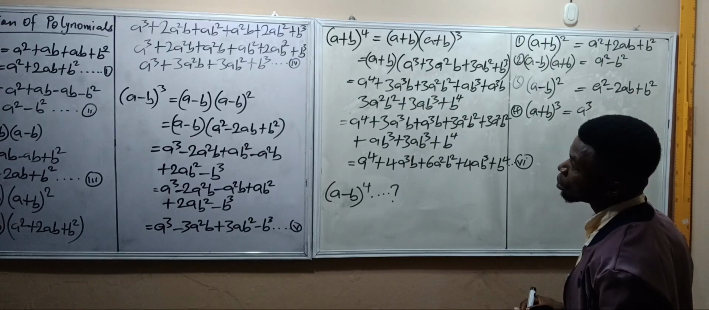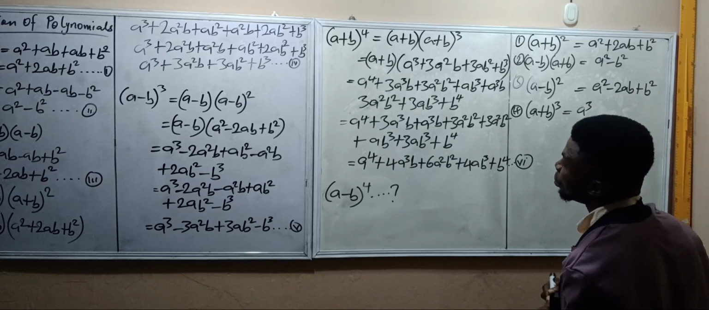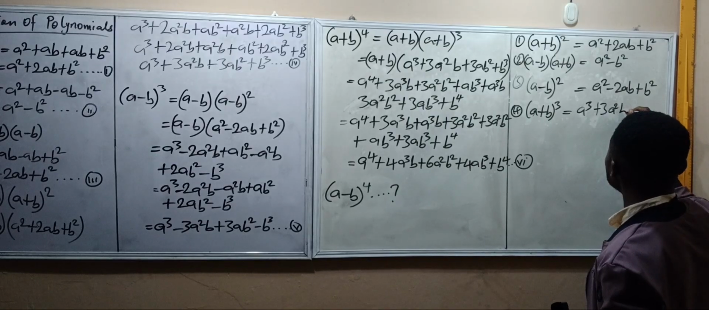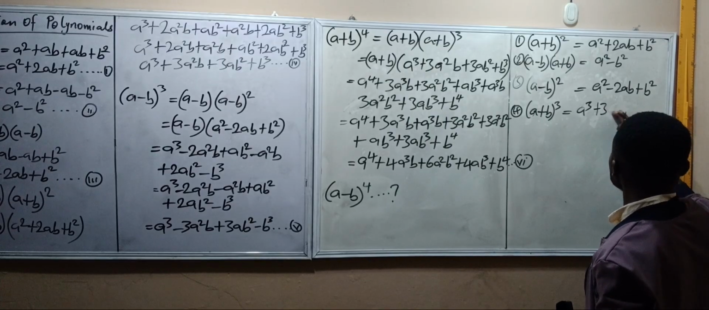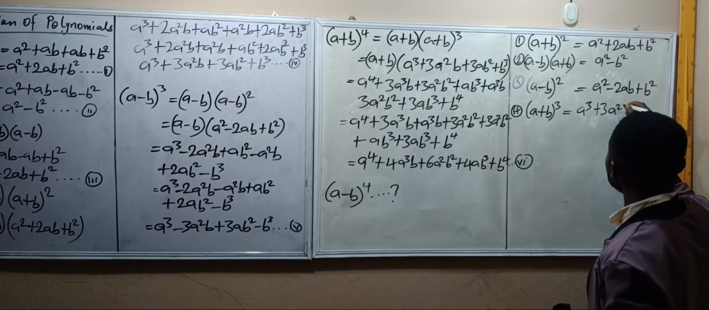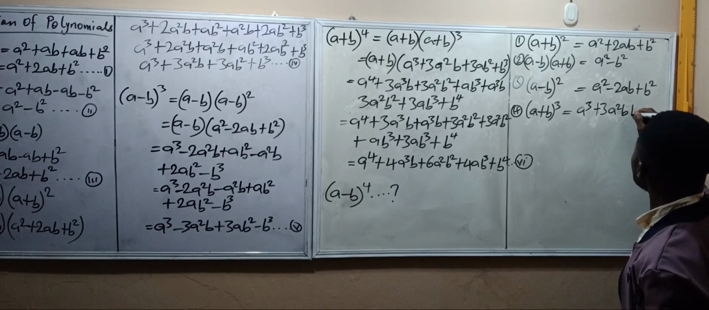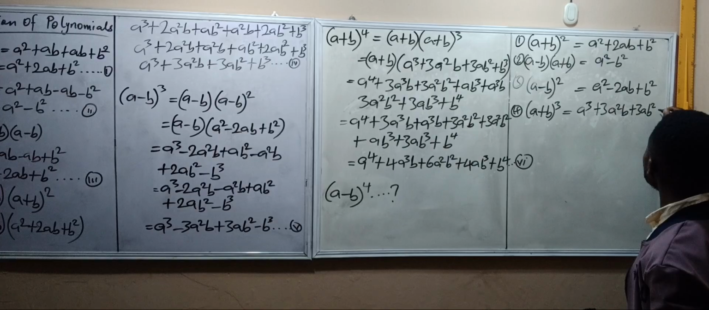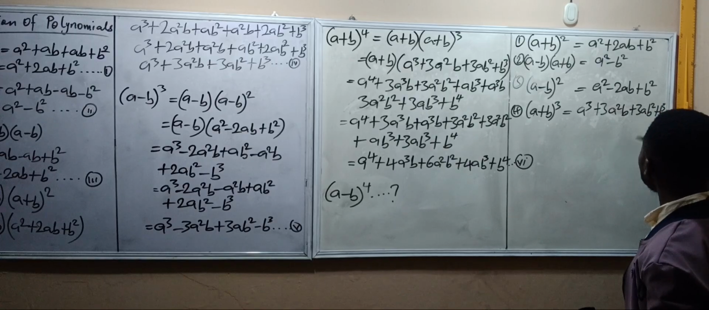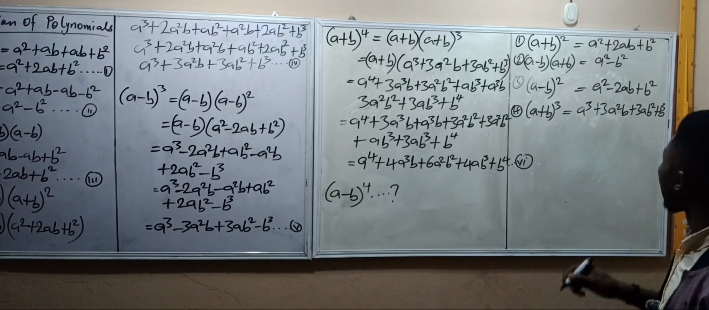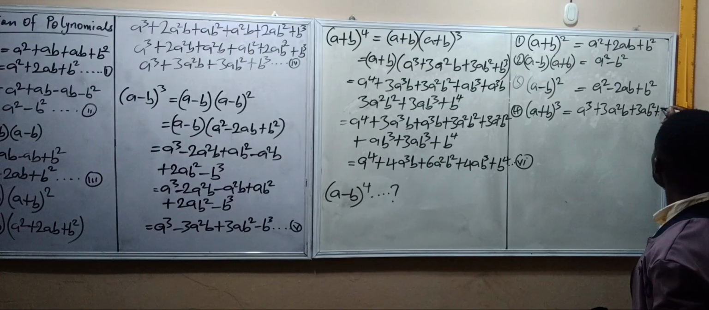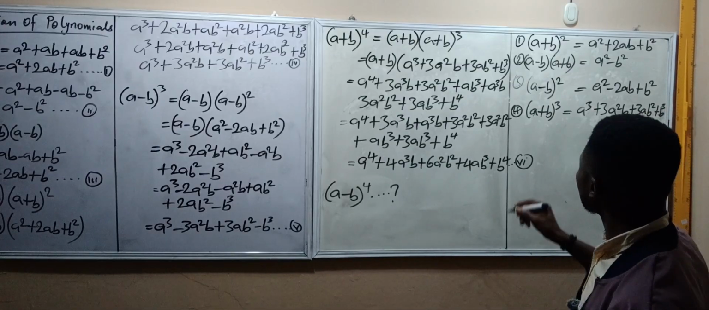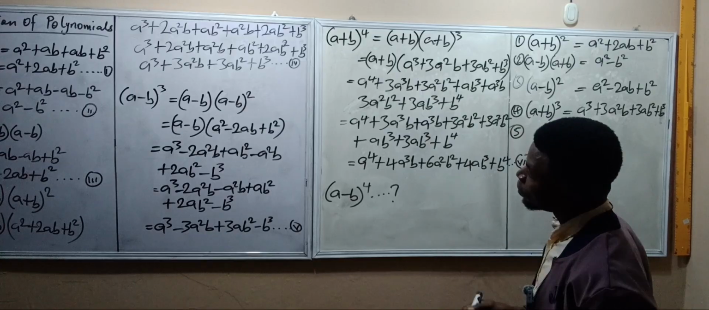A cubed plus 3A squared B plus 3AB squared, then plus B to the power of 3. That's the fourth one.